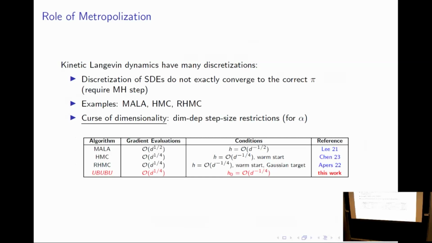But if we consider our method, which is called UBUBU, we can get the exact same complexity result as randomized HMC and also HMC, except we actually remove these conditions. In other words, we don't require a warm start, and we don't require that the pi we are interested in is of Gaussian form. These are very, let's say, restrictive assumptions or conditions that one needs, but we can alleviate them completely just by considering our scheme, which is UBUBU. Okay.